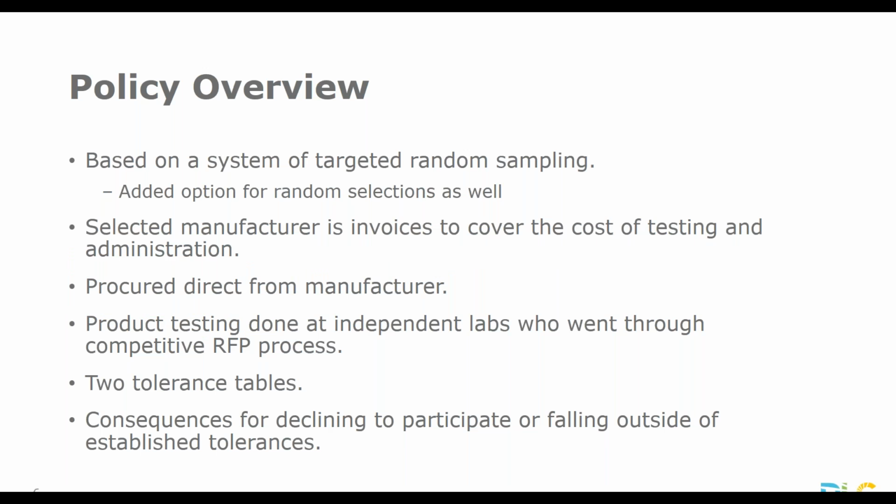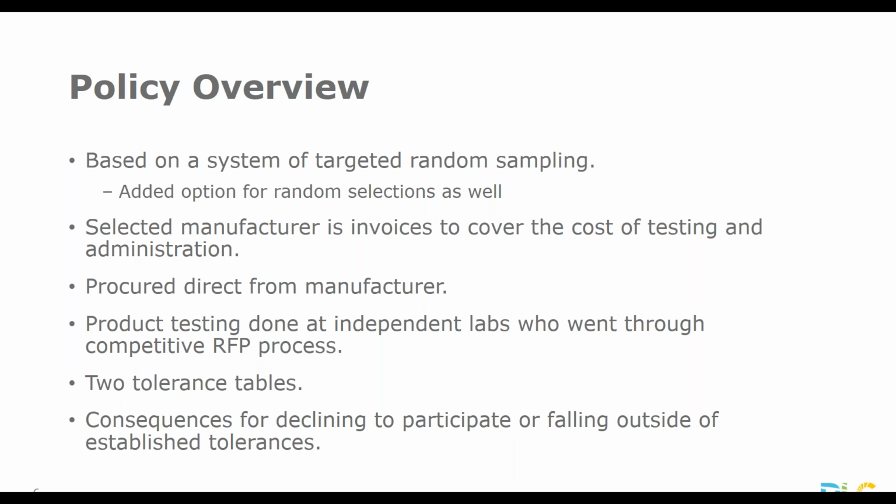Included in everyone's notification documentation is a link to the current surveillance testing policy. So none of this really should be news to anyone, but I do want to take a minute and talk through some of it. Previously, products were only selected on a system of targeted random sampling. This basically meant that products were in a group for one of 6 reasons, and then selected randomly from within that group.